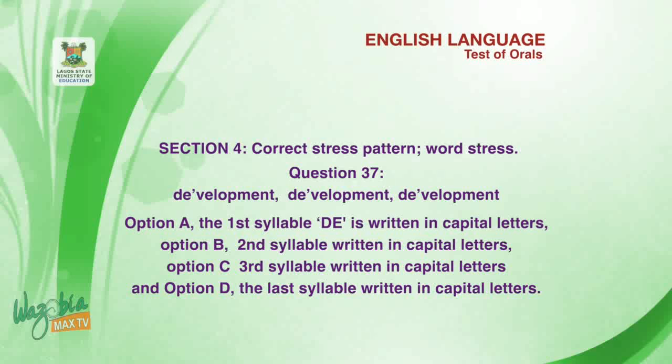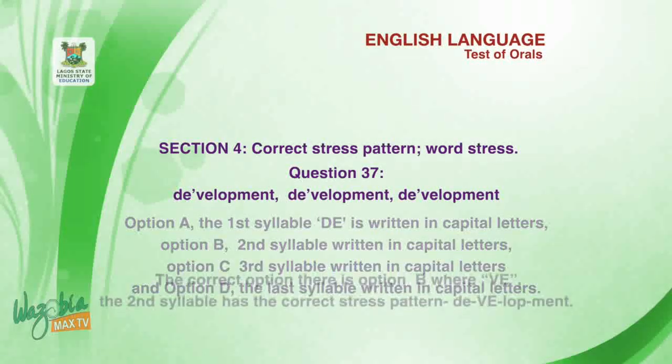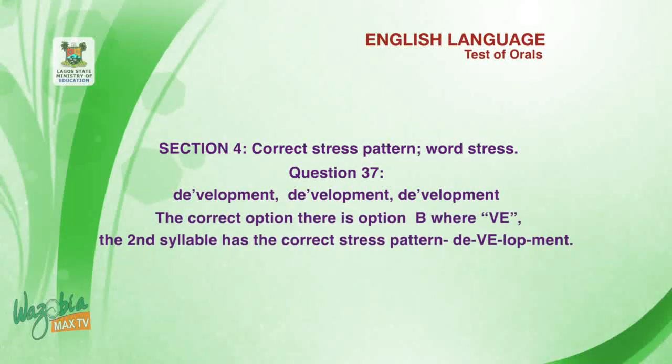Option A, the first syllable is written in capital letters. Option B, second syllable written in capital letters. C, third syllable written in capital letters. And D, the last syllable written in capital letters. The correct option there is option B, where the second syllable has the correct stress pattern, development.